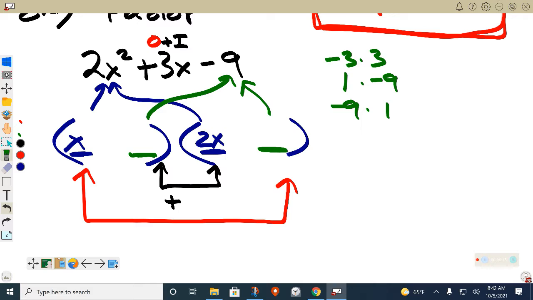So let's try the first one. Negative 3 and 3. Look at that. Negative 3 over here, positive 3 over here. Now let's see if it works. I'm going to see if the outsides multiplied plus the insides multiplied become the positive 3x. Let's see if it works. If it doesn't work, we'll have to go back to the drawing board and try a different combination.